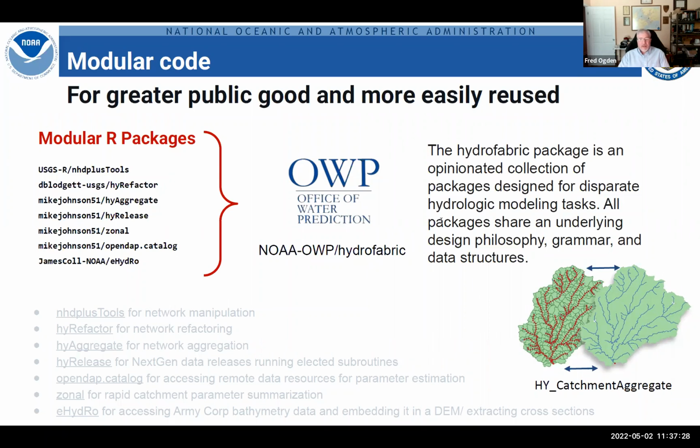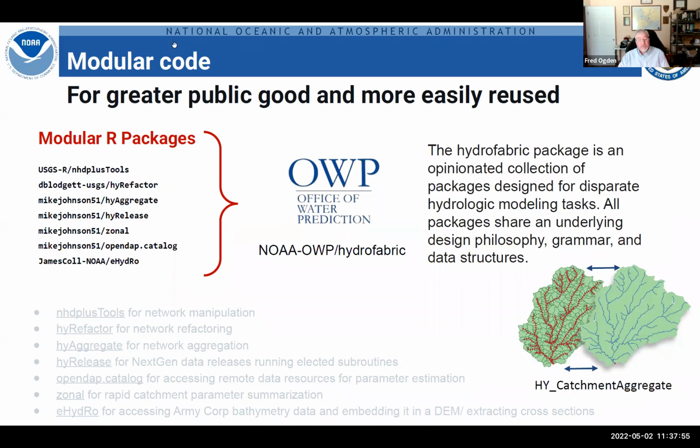The Hydrofabric package, it says here, is an opinionated collection of packages designed for disparate hydrologic modeling tasks. All packages share an underlying design philosophy, grammar, and data structures. And if you look at the NOAA OWP GitHub page, and I'll give you a link at the end under Hydrofabric, all of those tools are there. And there's, in gray, a list of what some of those tools are.